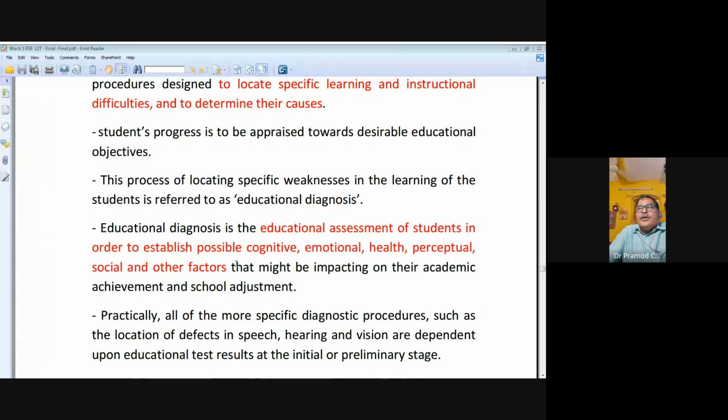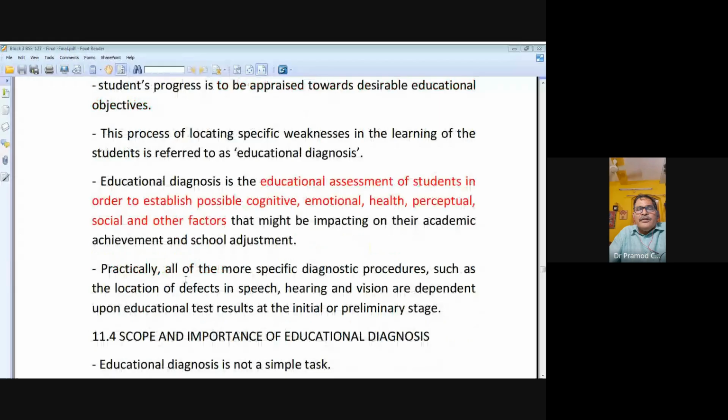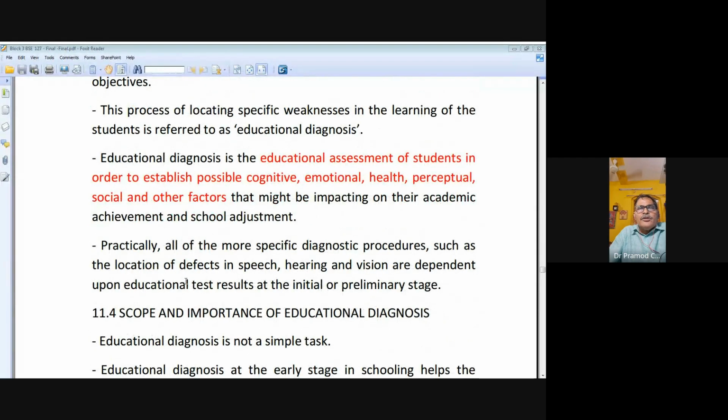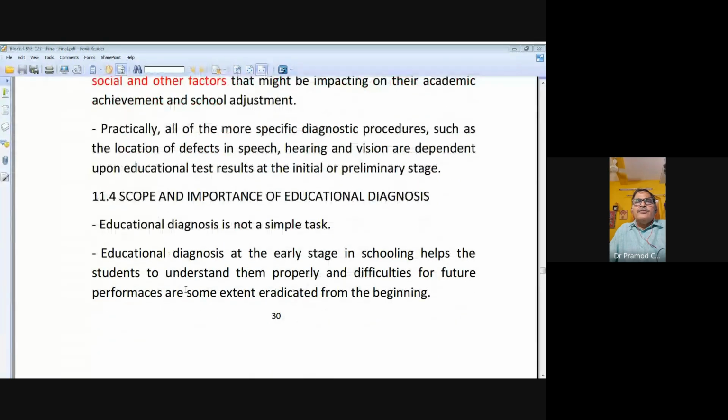So your perception will help the conception. Then practically, if you have some problems, it will be taken into consideration. Suppose if you have defects in speech, hearing or vision, then definitely remedial measures should be provided. So educational diagnosis is not a simple task. We cannot solve all the problems of the children.